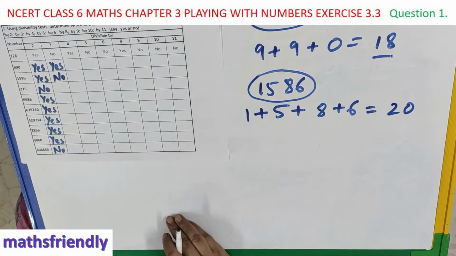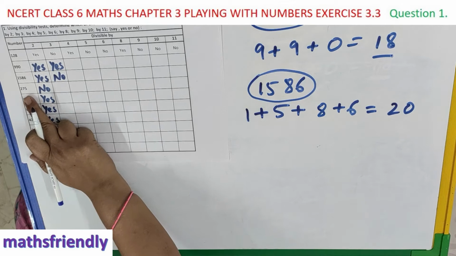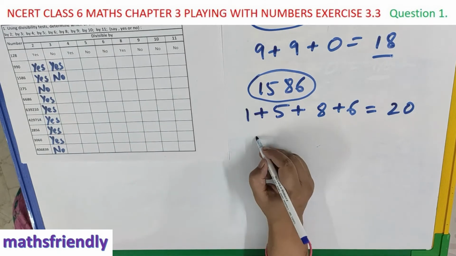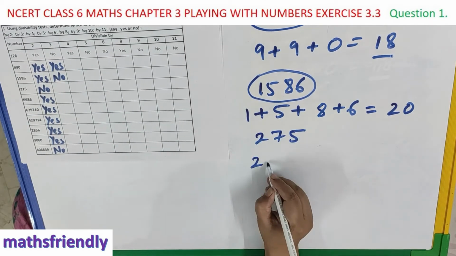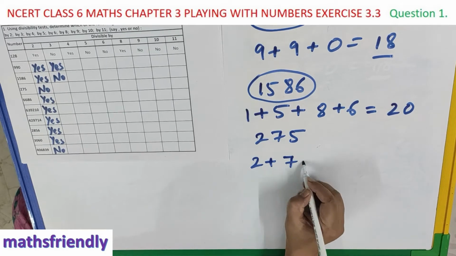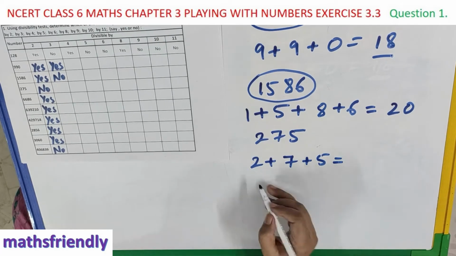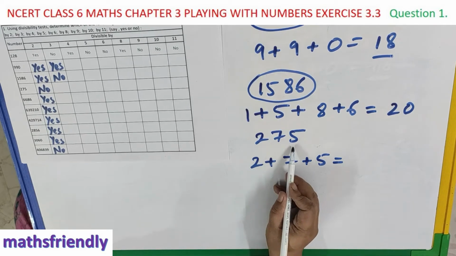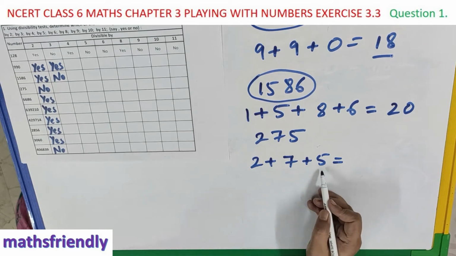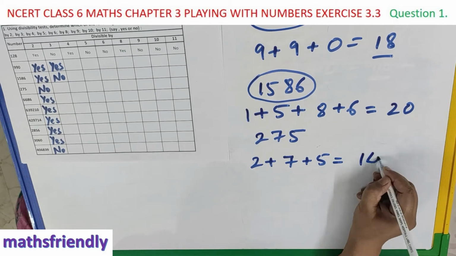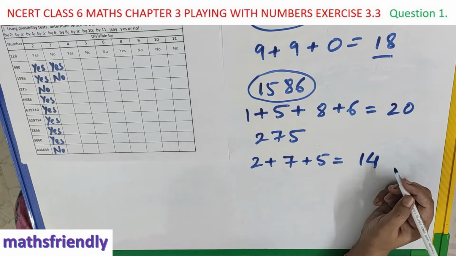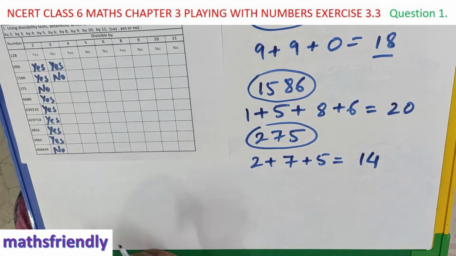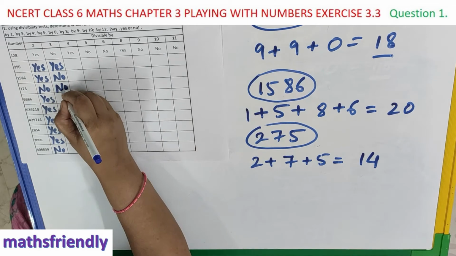Okay. Now let us see the next number. The next number is 275. We have to check whether 275 is divisible by 3 or not. We add the digits of the number. The digits are 2, 7 and 5. So 2 plus 7 is 9, 9 plus 5 is 14, right? And 14 is not divisible by 3. It means this number is not divisible by 3. So we will write it here, no.